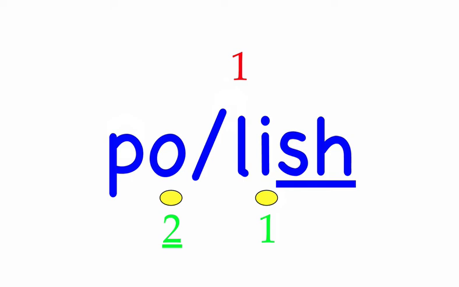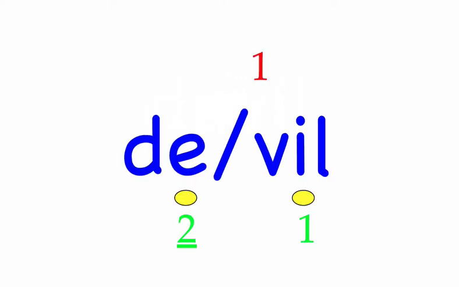The next word, devil. Don't be a devil about this. Devil. De, 2 sounds. D, E. Vil, 3 sounds. V, I, L. Devil. Mark the word.